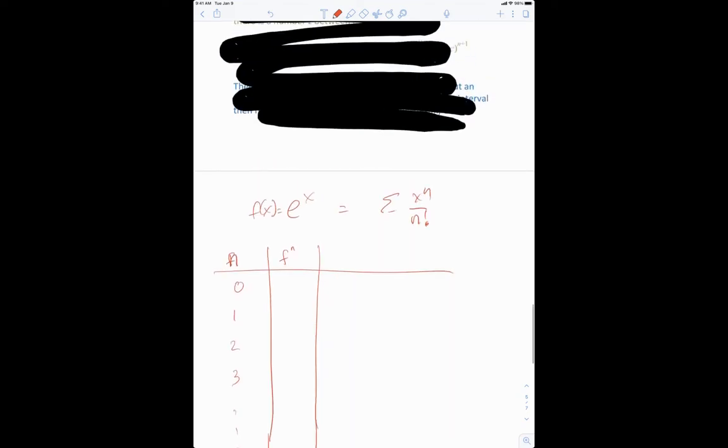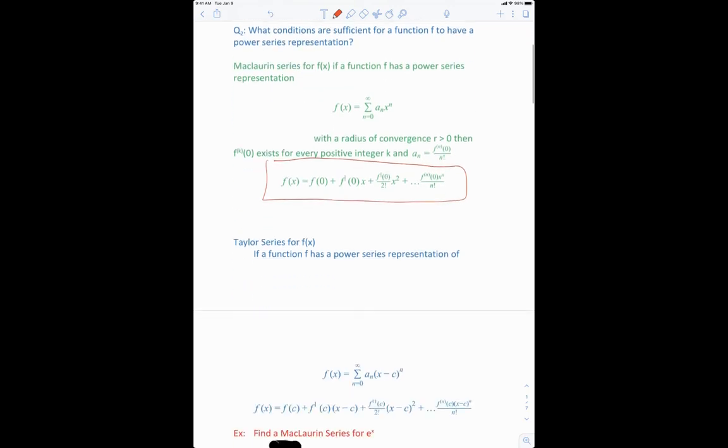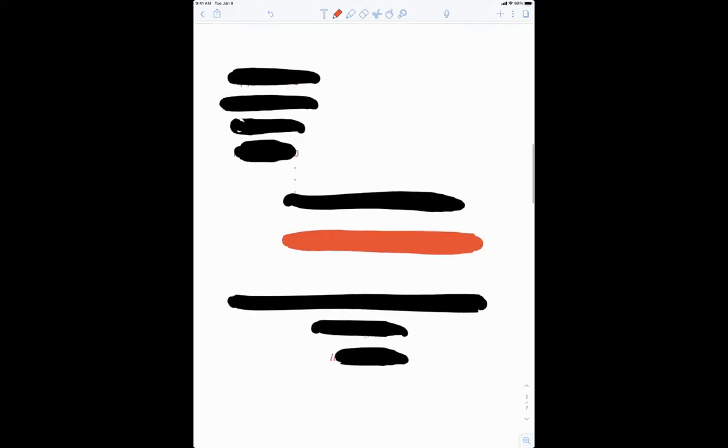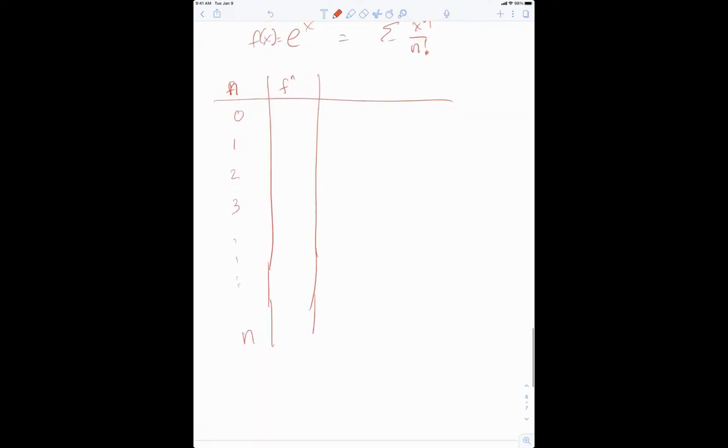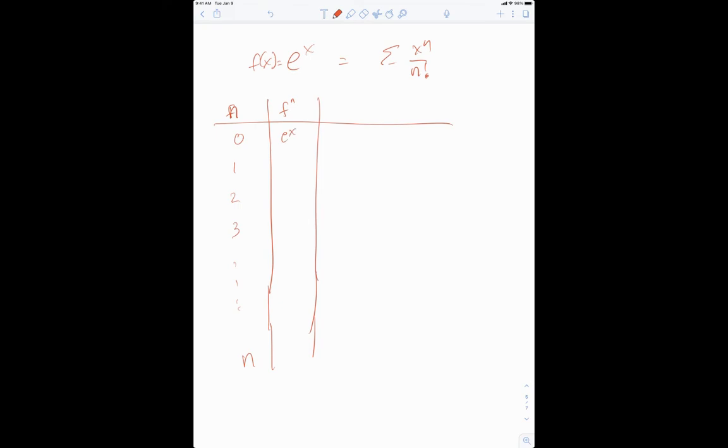Remember, the first thing we do, if you go back to this, right here, is plug 0 into the function. We have to plug 0 into all of the derivatives, including the function. So back to this. The first is just e to the x. Now I'm just going to start taking derivatives. Granted, this is a pretty easy one. I see the pattern. Anyone else see the pattern?